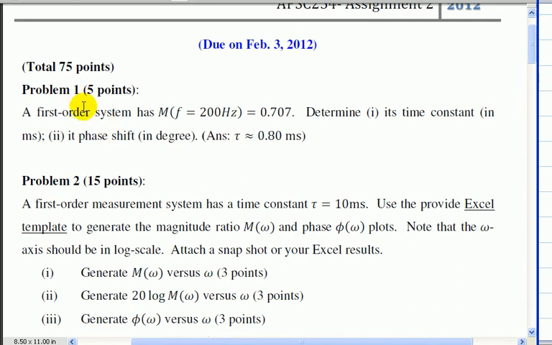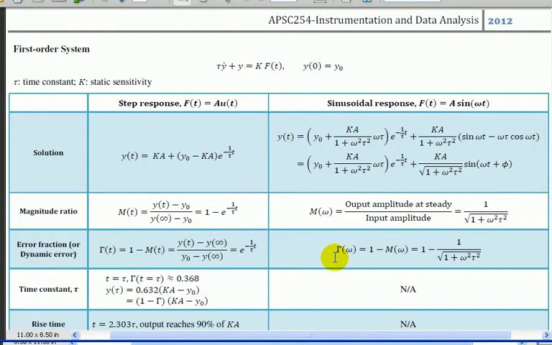The first question is here: a first order system which has a magnitude ratio of 0.707 at this frequency, and once you determine its time constant, its phase shift. This brings us to one of the handouts I gave you in the lecture, also uploaded on WebCT. It is called Lecture 10, Summary on Measurement System Response.